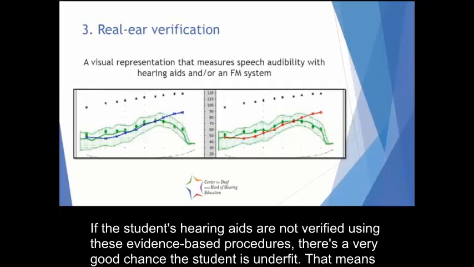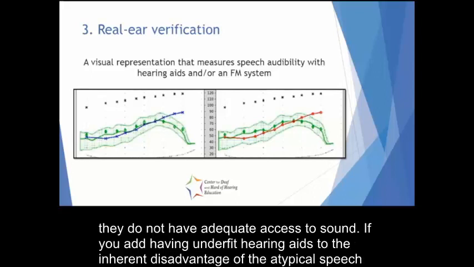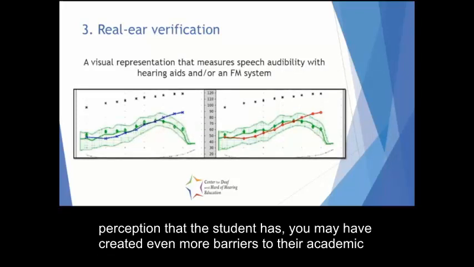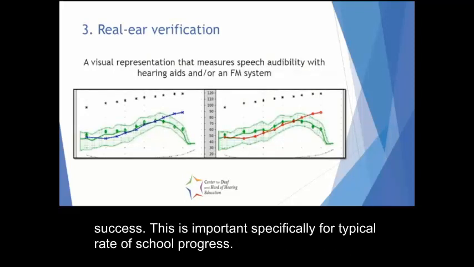If the student's hearing aids are not verified using these evidence-based procedures, there's a very good chance the student is underfit. That means they do not have adequate access to sound. If you add having underfit hearing aids to the inherent disadvantage of the atypical speech perception that the student has, you may have created even more barriers to their academic success. This is important specifically for typical rate of school progress.